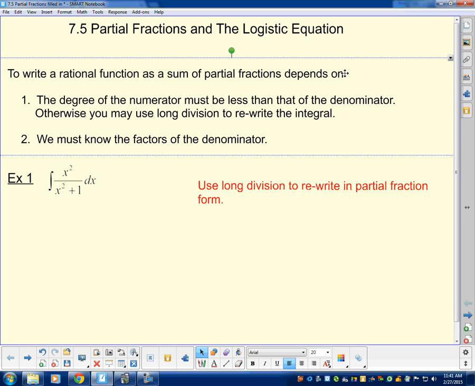Also, we must know the factors of the denominator. In other words, we must be able to write it as what we call linear factors, like x plus 3 or 3x minus 2 or just x. Those are all linear factors because their degree is 1.